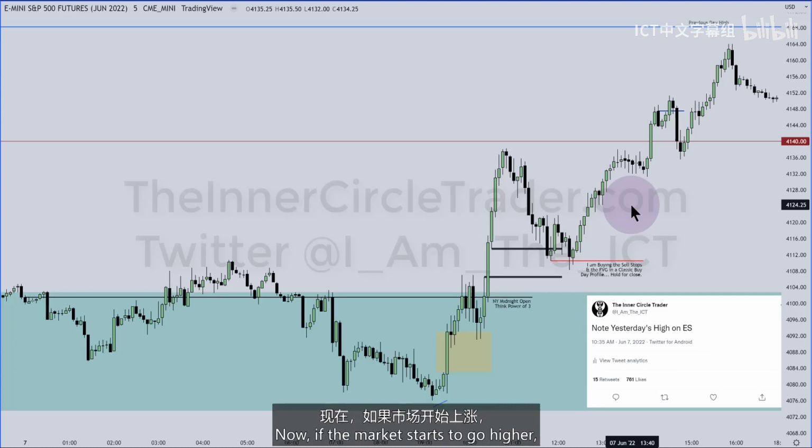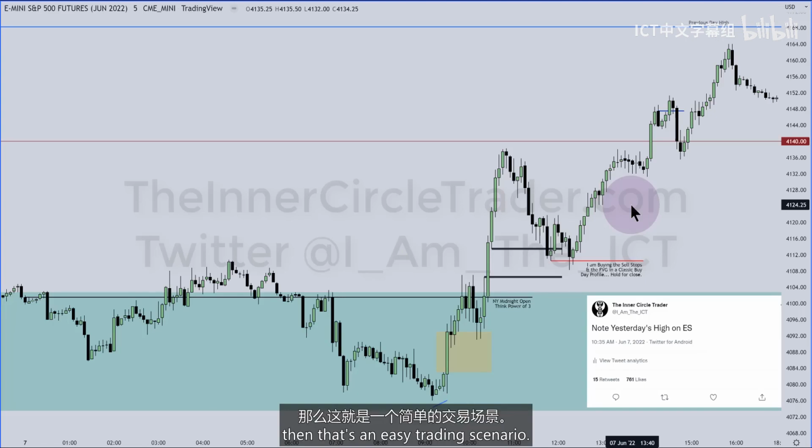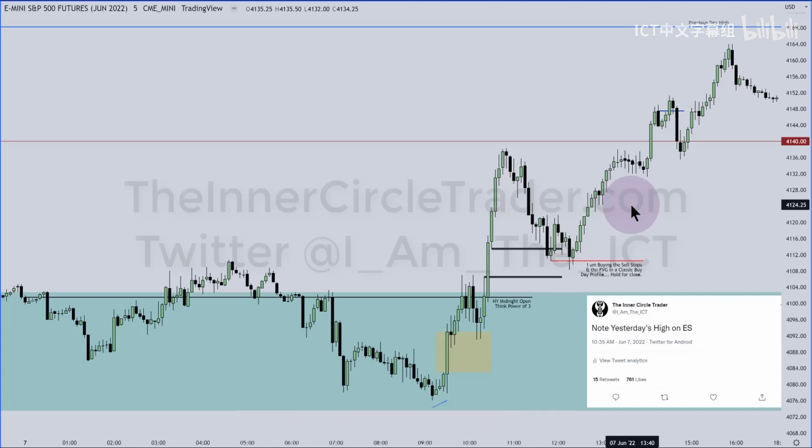Now, if the market starts to go higher, in other words, if we've been in a bullish market structure and order flow is bullish, that means everything's going in one direction, the market's obviously going higher on all time frames, then that's an easy trading scenario. But we're inside that little trading range area on the daily chart. Last few days, or a week or so, it's just been hanging around that small little range. So you have to know what you're doing or you're going to get caught up.